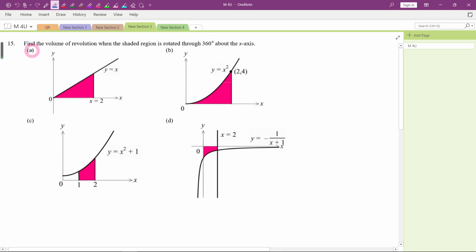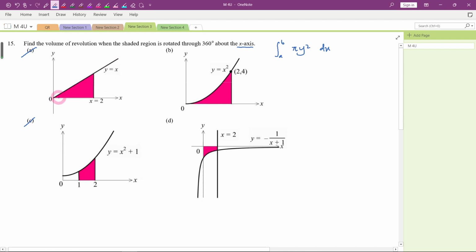I will talk about this question, part A and also part C. Find the volume of revolution when the shaded region is rotated through 360 degrees about the x-axis. About the x-axis, we know that we need to use this formula, pi y squared dx. So these two numbers must come from the x-axis. To find the volume of revolution for question 15a, we can use two methods. First is using the formula to find the volume of a cone. Second is using the integration method.